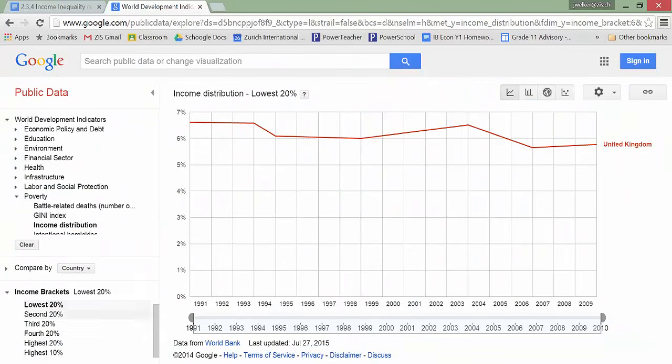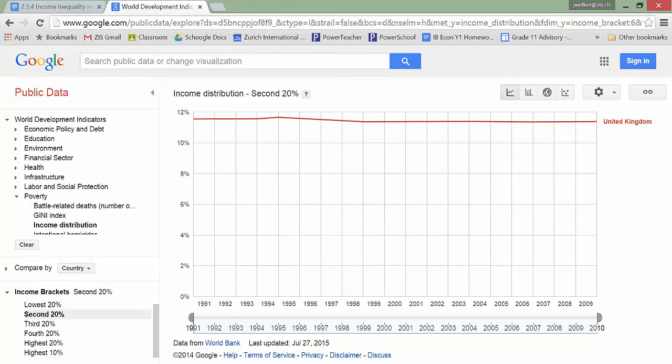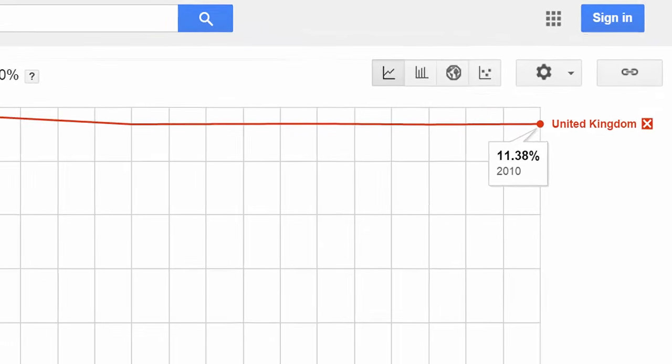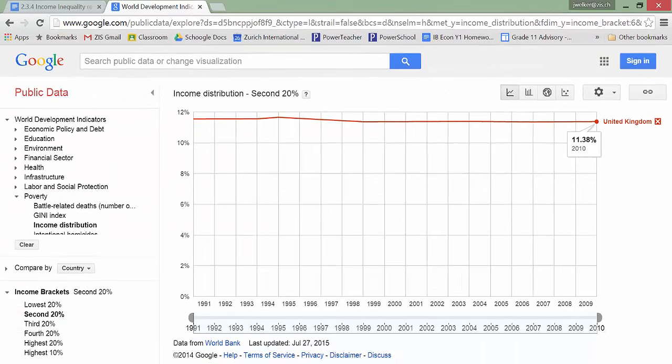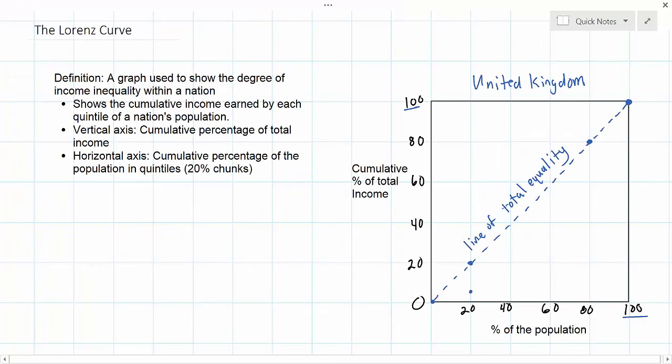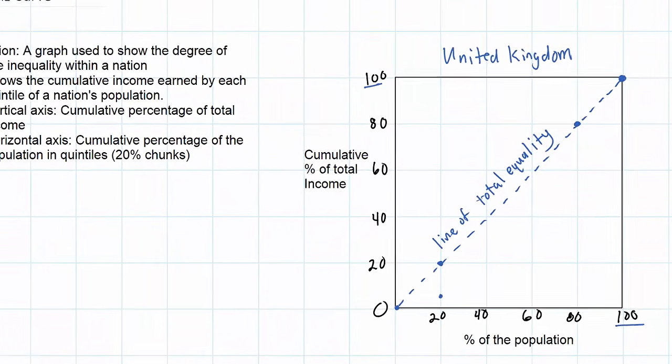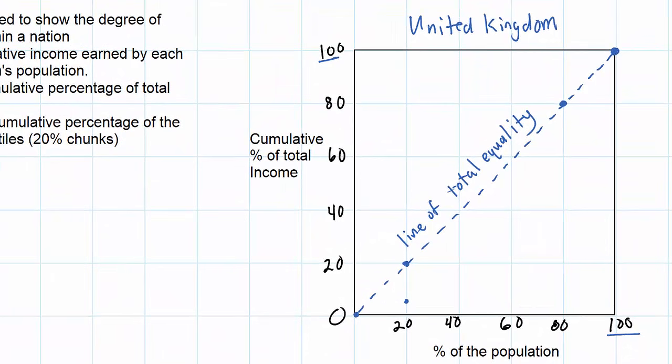We're going to go down here and click on second 20%. Now I can see from the data that the second 20% of the UK population earned in 2010 11.38% of the income. Now let's go back to our Lorenz curve and talk about where we can plot that on the graph. You may think I want to put a point here at 40 and 11.38. However, that would be mistaken because the vertical axis is labeled cumulative percentage.